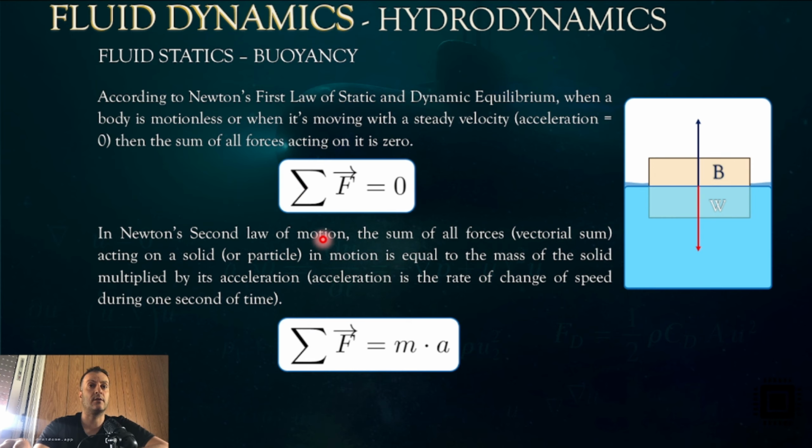In Newton's second law of motion, the sum of all forces, the vectorial sum, acting on a solid or a particle in motion is equal to the mass of the solid, mass at the center of gravity if you will, times the acceleration, A. Acceleration is the rate of change of speed during 1 second of time.